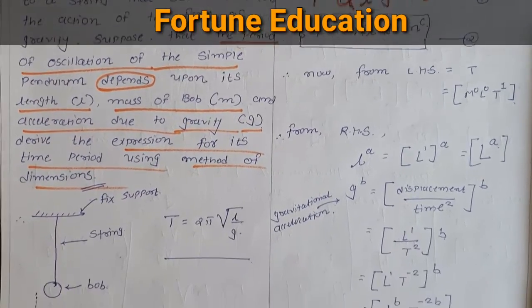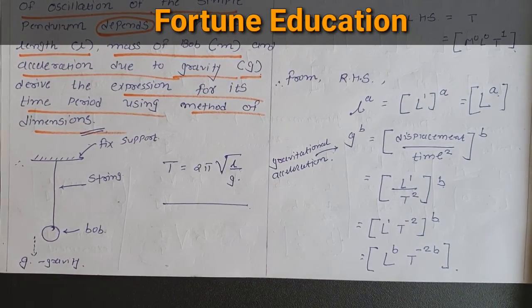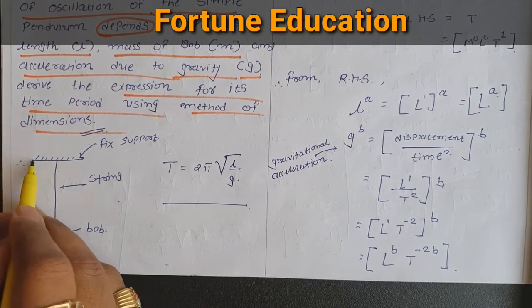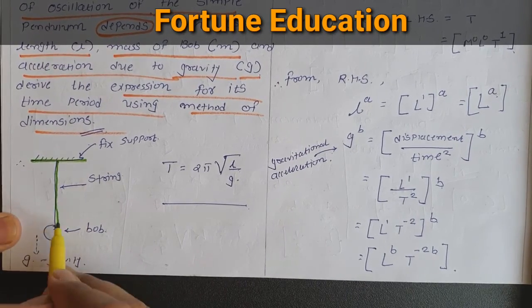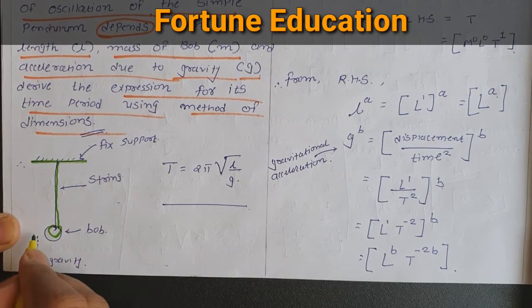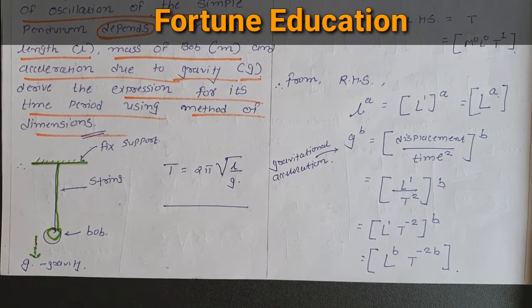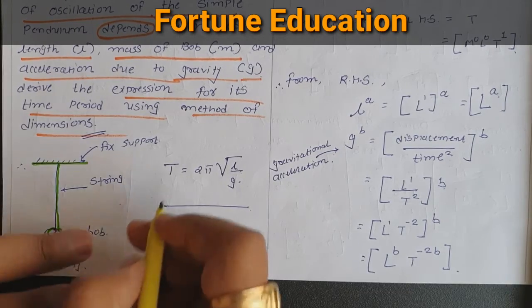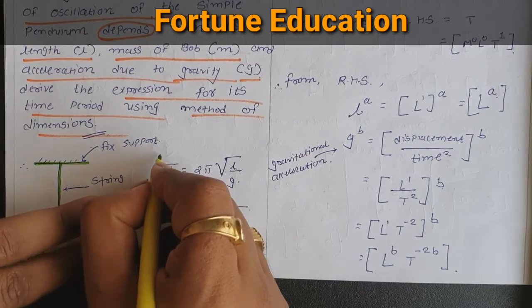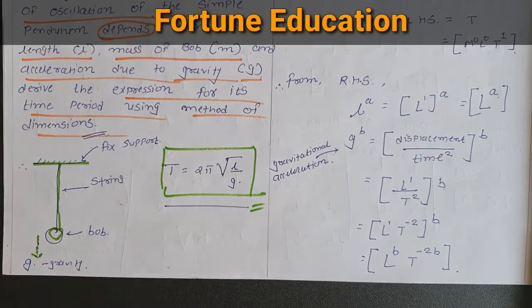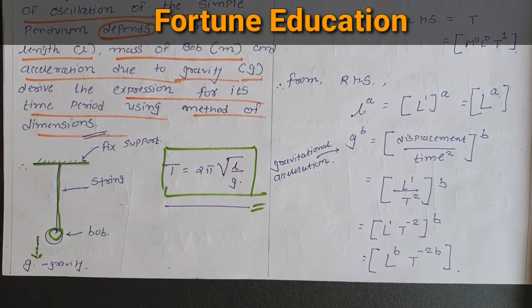Now I will show you one thing. This is a fixed support, this is a string, and this is a bob, and this is a simple pendulum. Due to gravity, this is g, with respect to the ground, the gravitational acceleration. We know that the equation of a simple pendulum is T equal to 2π root L upon g. So we have to prove how this comes about.